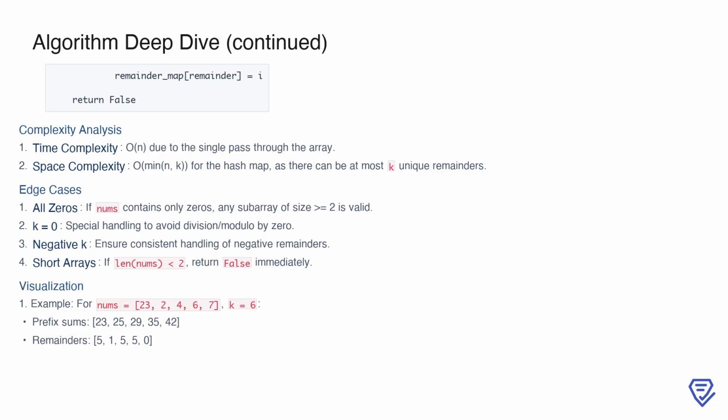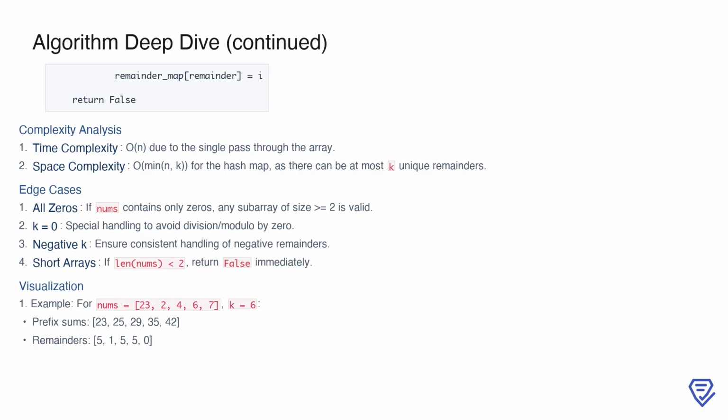If a remainder is not already present in the hash map, we store the current index of the remainder. Finally, if no valid subarray is found by the end of the iteration, we return false. The time complexity of this approach is O(n), as we only pass through the array once, performing constant time operations for each element. The space complexity is O(min(n, k)), because the hash map stores at most k unique remainders, as remainders are bounded between 0 and k-1.